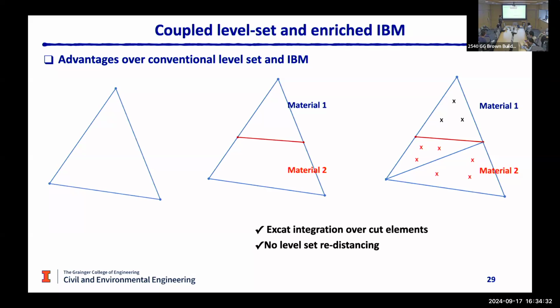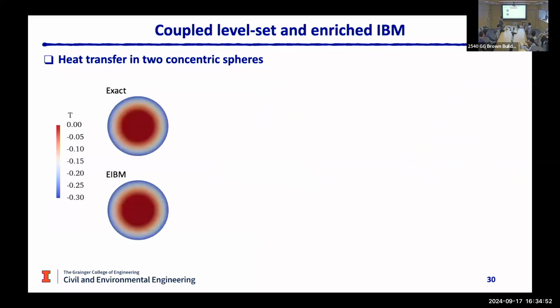So I don't need to use a diffusive Heaviside function to do the material interpolation. I can assign distinctive material properties to the partial point in material 1 and the partial point in material 2. So you don't need to do level set redistance anymore, right? Which is very, very nice. So let me revisit this benchmark problem by using this coupled level set and enriched immersed boundary method.